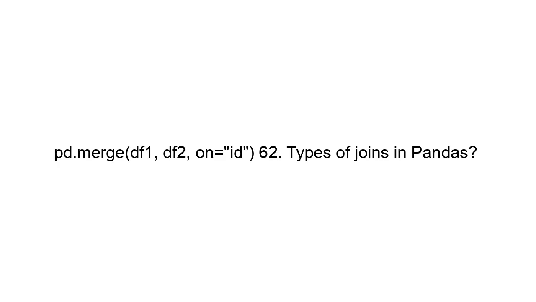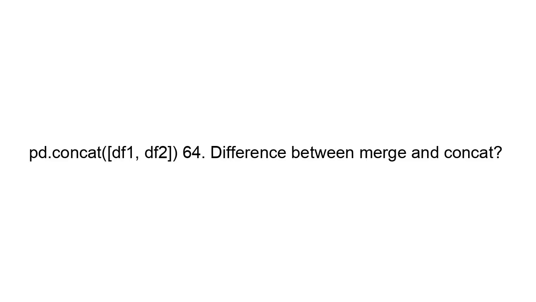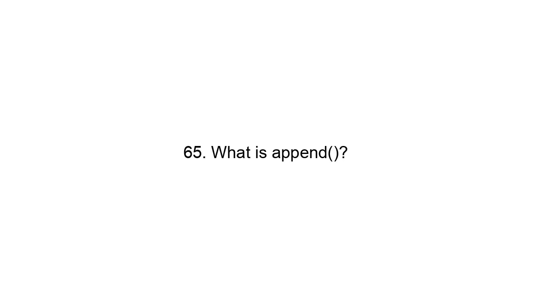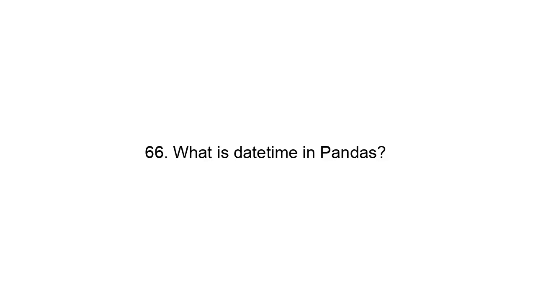62. Types of joins in Pandas. inner, left, right, outer. 63. What is concat? Concatenates DataFrames. Example. pd.concat([df1, df2]). 64. Difference between merge and concat? Merge means SQL-style joins. Concat means stacking DataFrames. 65. What is append? Adds rows. Deprecated in newer versions.